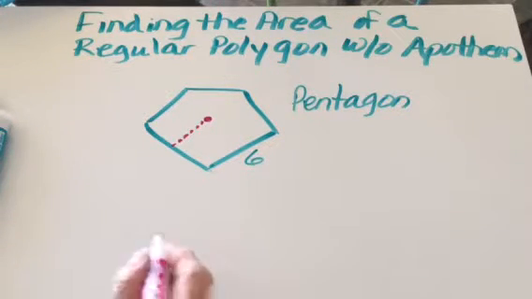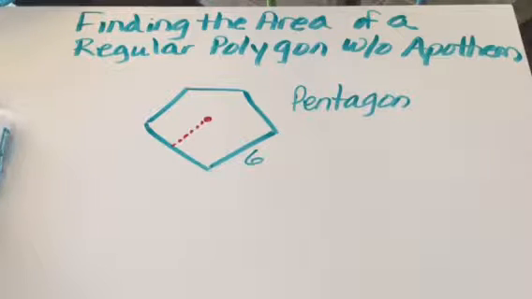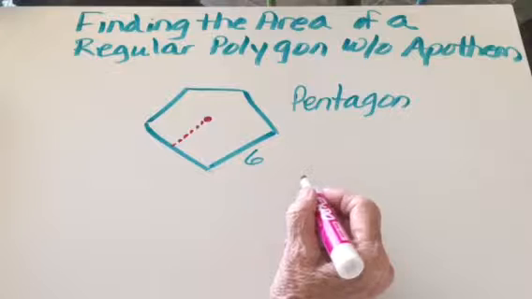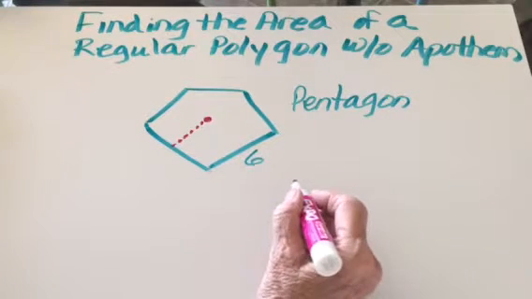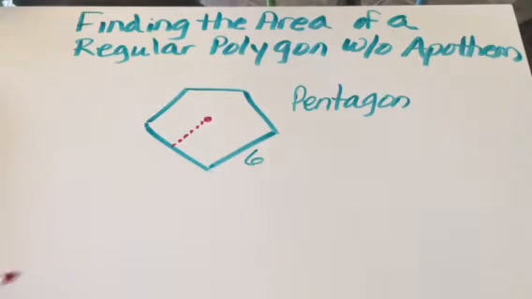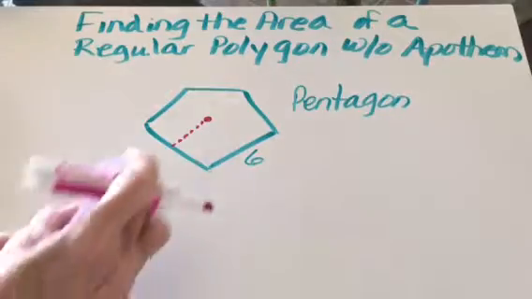But I'm going to show you how to do it just using the trig functions that we've been using this year to begin with. All right, so here we have a pentagon. Now, a pentagon is a five-sided shape. So the first thing you have to do is figure out how many degrees there are in the center angle.